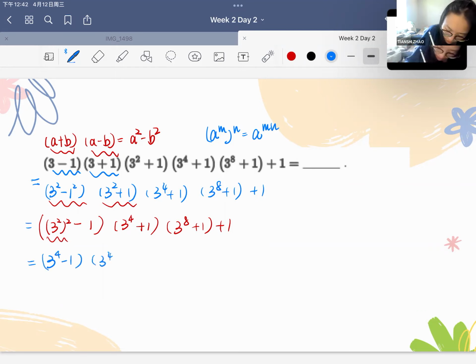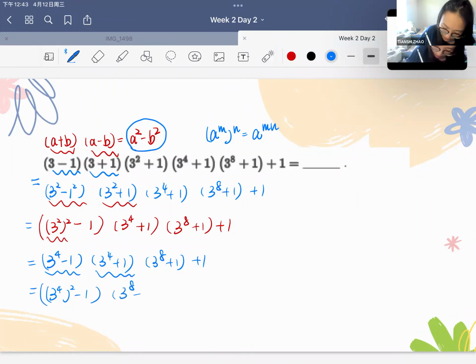So the first two terms can be combined as 3 to the power of 2 and then to the power of 2 minus 1, and then 3 to the power of 8 plus 1, and then plus 1. So it becomes, using the product rule, 3 to the power of 8 minus 1, and then 3 to the power of 8 plus 1, and then plus 1.